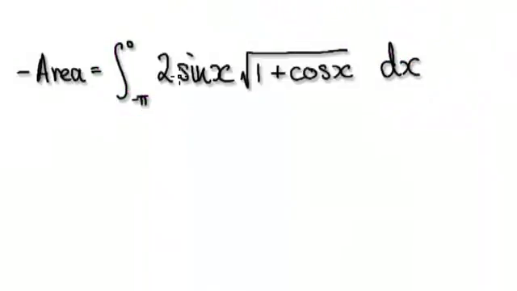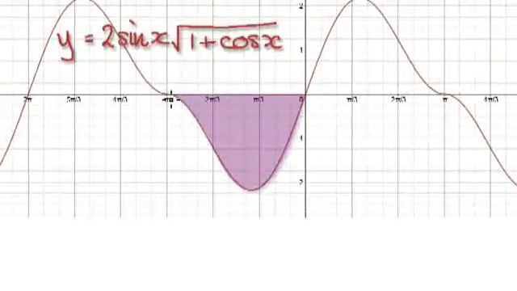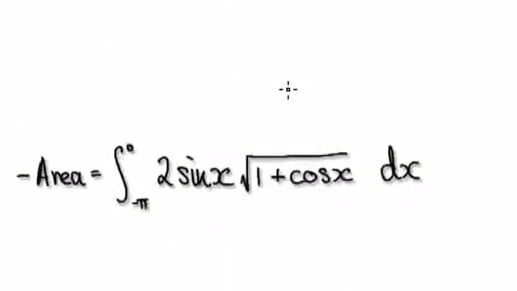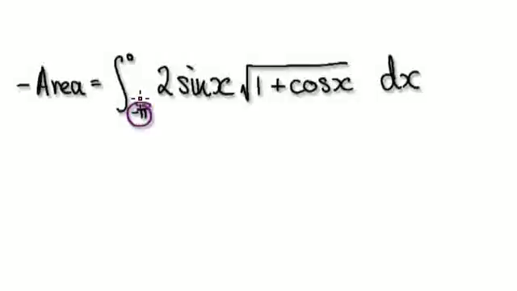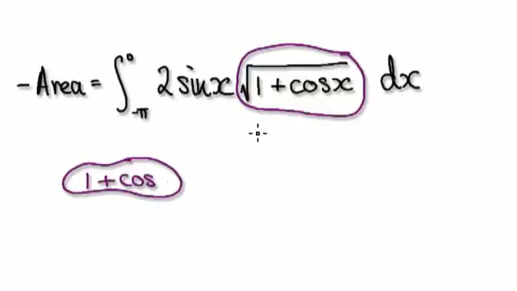Don't forget, we are integrating it from minus pi to 0. So when you come to integrate this, your eyes should zoom into this bit here. Visualize it as 1 plus cos of x. Currently, it's to the power of a half.